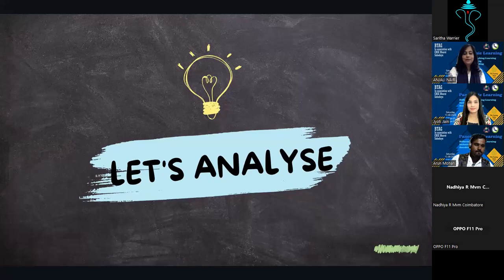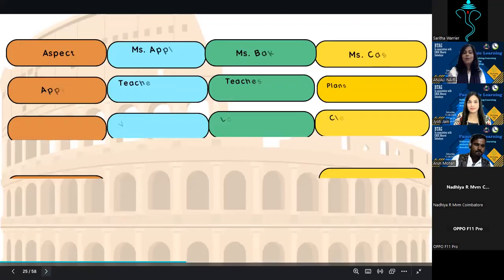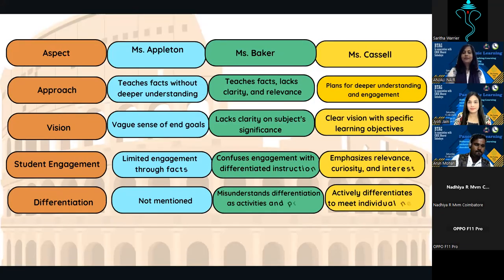So it's time for analysis. Let's analyze why so. Please look at the chart carefully, participants. You'll come to know why Miss Castle is the winner. If you talk about approach, Miss Appleton and Miss Baker are teaching facts. Miss Appleton is teaching facts without deeper understanding, and Miss Baker is teaching facts without any clarity or relevance. While Miss Castle plans for deeper understanding and engagement.